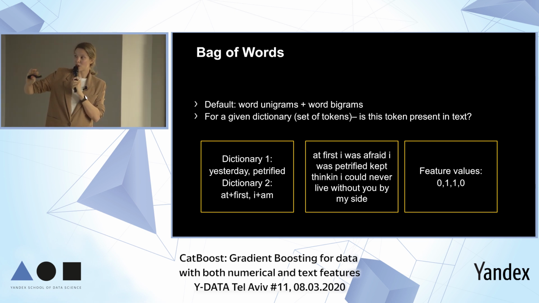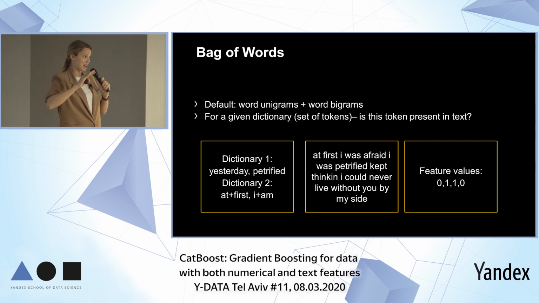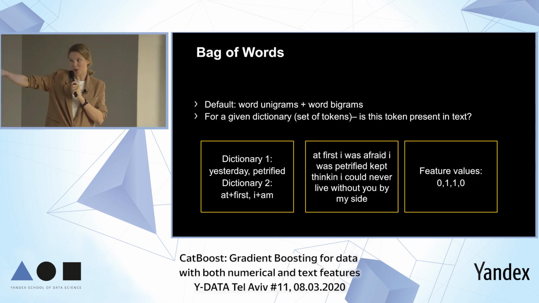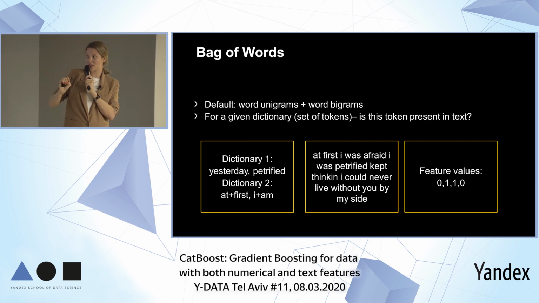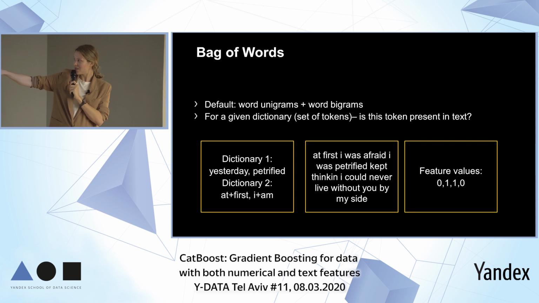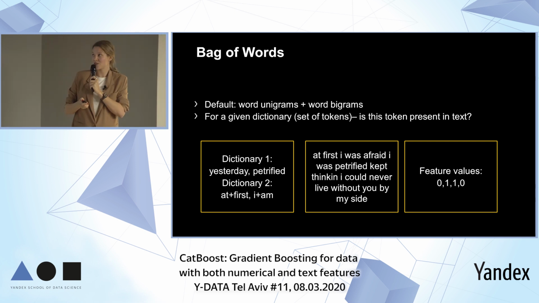We first build a dictionary that contains all the most frequent words and all the most frequent bigrams. Then you look at your text and see which ones are present in the text and which ones are not. For example, the word yesterday is not present here, so the first feature is 0. The word petrified is present, so the second feature is 1, and so on. So it's just a set of binary features.